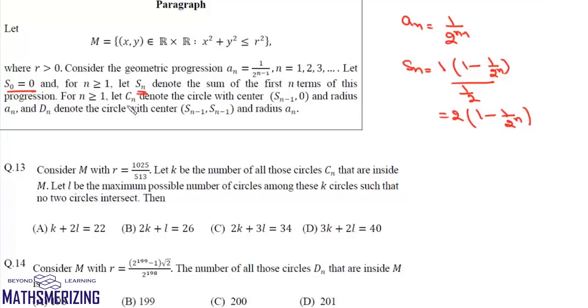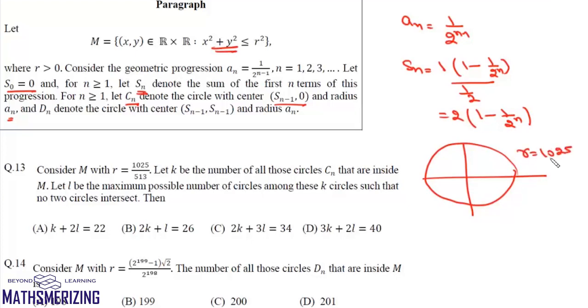Now it says, let C_n denote the circle with center S_(n-1) and radius a_n. Now consider M with r equals 1025 upon 513. So we have this larger circle with center at origin and radius equals 1025 upon 513. Now here we have these circles C1, C2, C3. So we need to find the maximum possible number of circles C_n which can be inscribed in this larger circle.